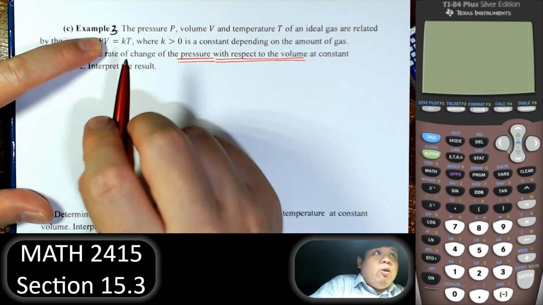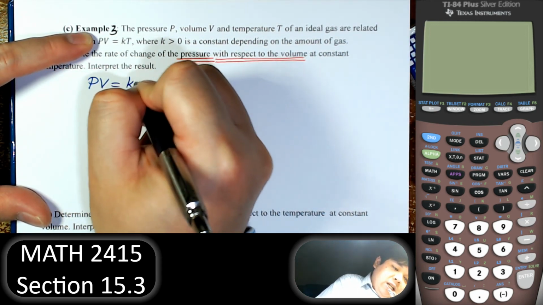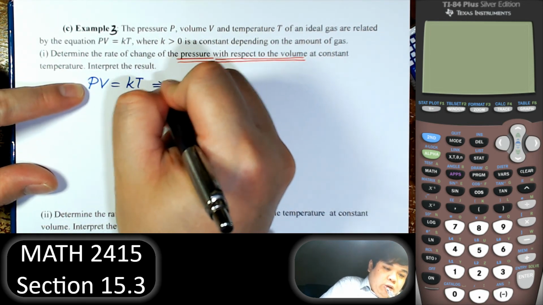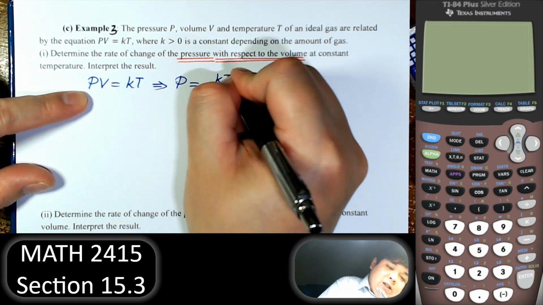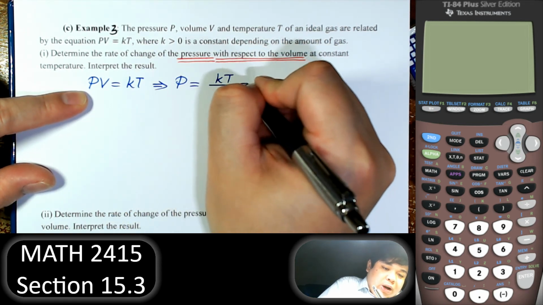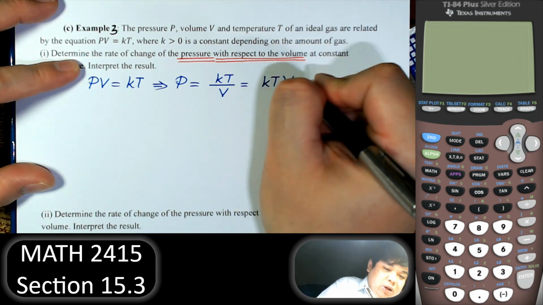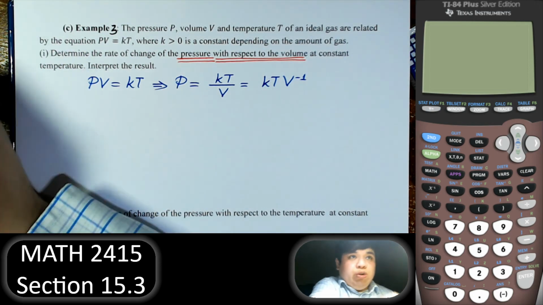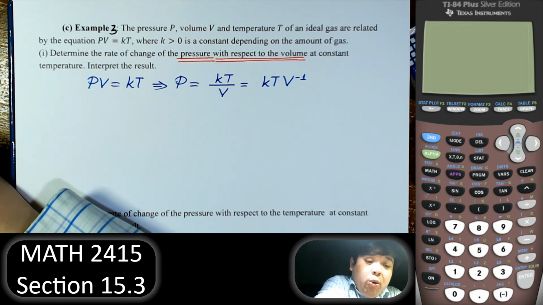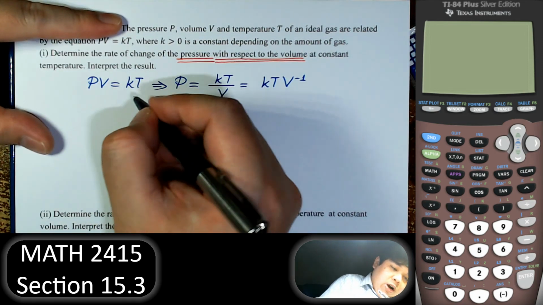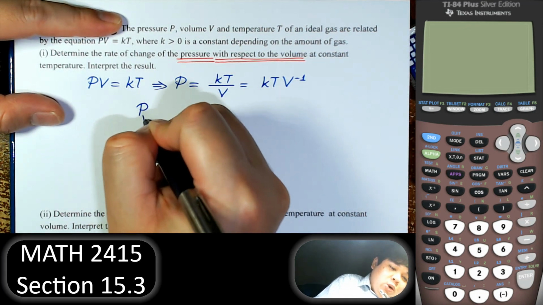So first I'm going to solve for pressure P. If PV equals KT, solving for P, the pressure is equal to KT over V, or we can say P equals KT V to the -1. Move from the bottom to the top, change to negative. And then we'll take the derivative with respect to the volume. By the way, in the next section there's a different way to do this. So we take the derivative of pressure with respect to volume.